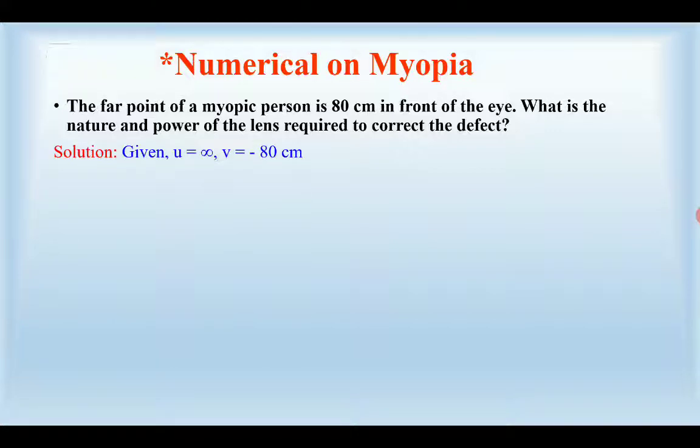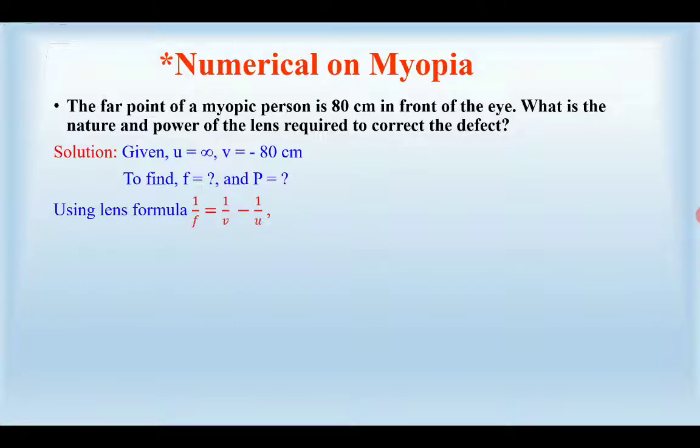So given is the object distance, that is infinity, and the far point is given, that is 80 centimeter. Now we know that the far point lies on the same side of the lens, so we are taking negative, that is v is equal to minus 80. Now in order to find out, these are the things we need to find, f and P. Let us apply the lens formula.